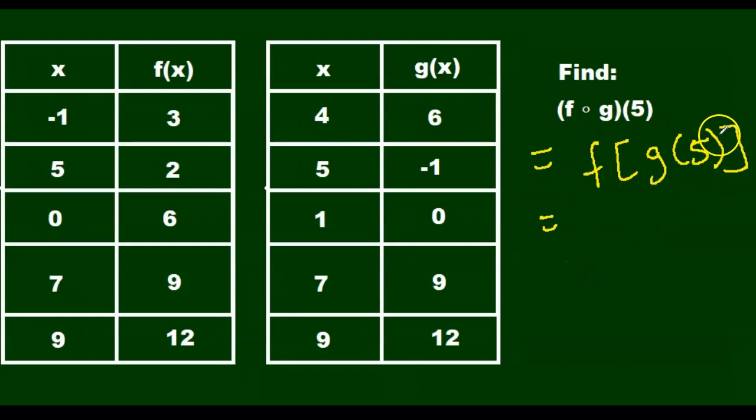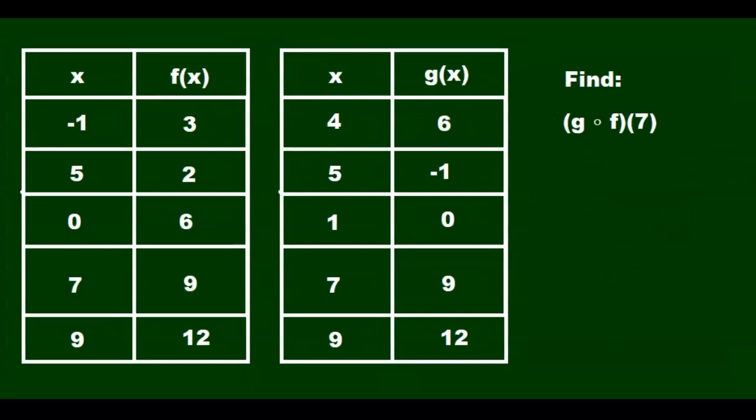So in this case, what is our x? Our x is 5 in the g of x table. So let's look at our x equals 5 in the g of x table. When x equals 5, our g of x is -1. So we can change it to f of -1. Now our new x is -1. So let's look at our f of x table and find your x of -1. If your x is -1, what's f of x? That equals 3.